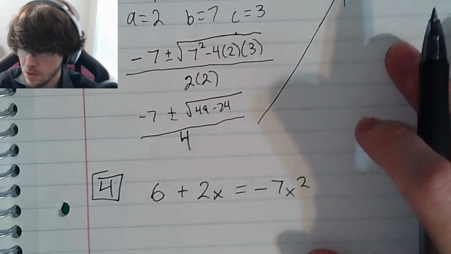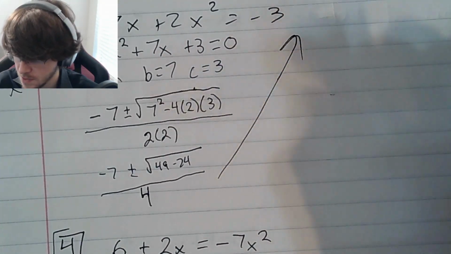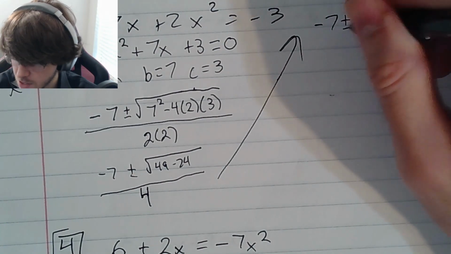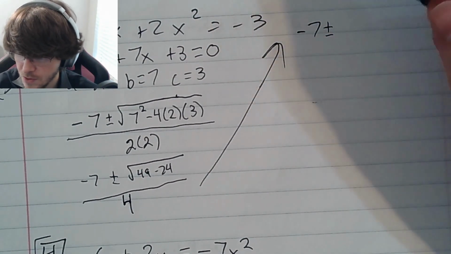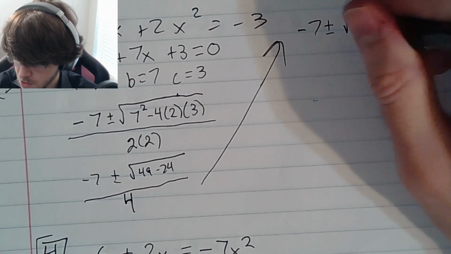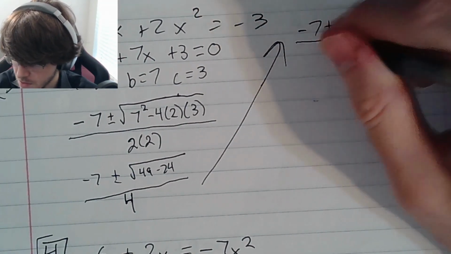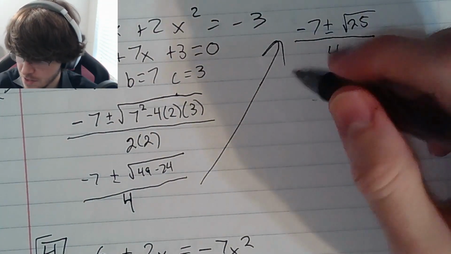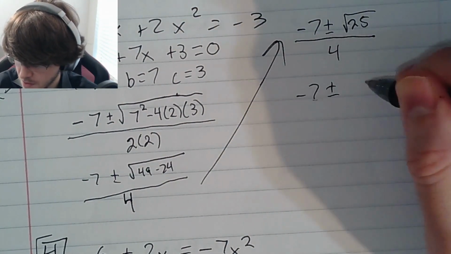Running out of room again, so I'm going up here. I really should not have written these problems down in advance, but that's what I did. Negative 7 plus or minus the square root of 49 minus 24. So 49 minus 24 is 25 divided by 4. Square root of 25 is 5.